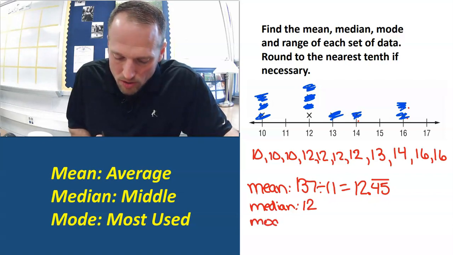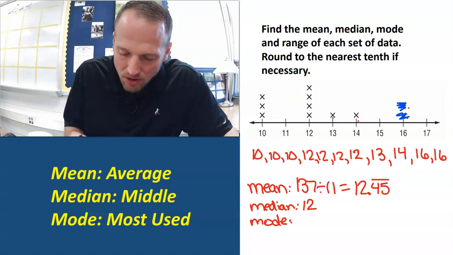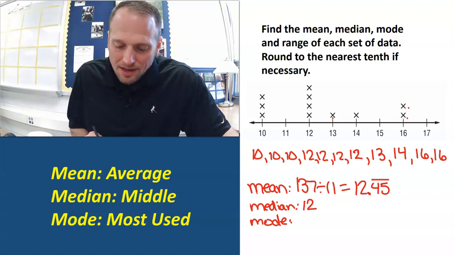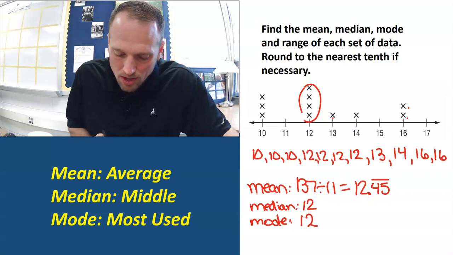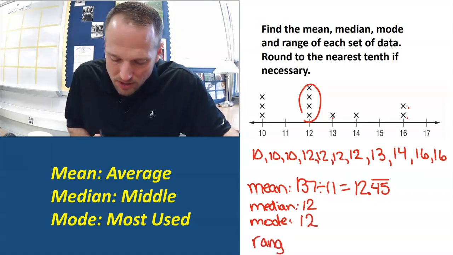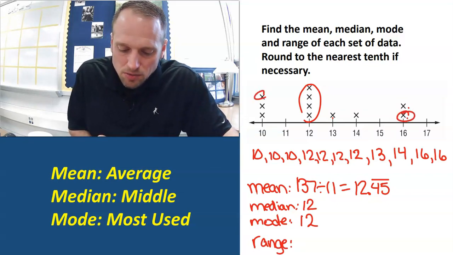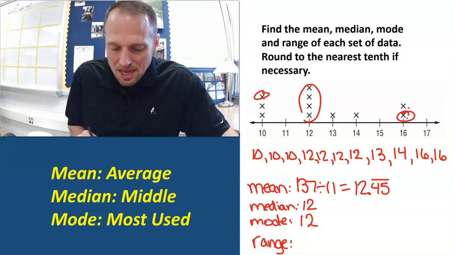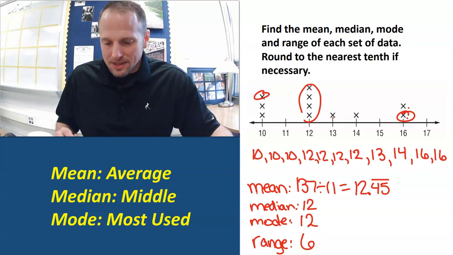How about our mode? Which one is used most often? Well, here's the awesome thing about a line plot like this: it's so easy to see which one is used most, and that's just going to be 12. 12 is used 4 times right there, so that is our mode. How about our range? The biggest number minus the smallest number. The biggest number is 16. The smallest number is 10. So 16 minus 10 is going to be 6. So our range is 6.